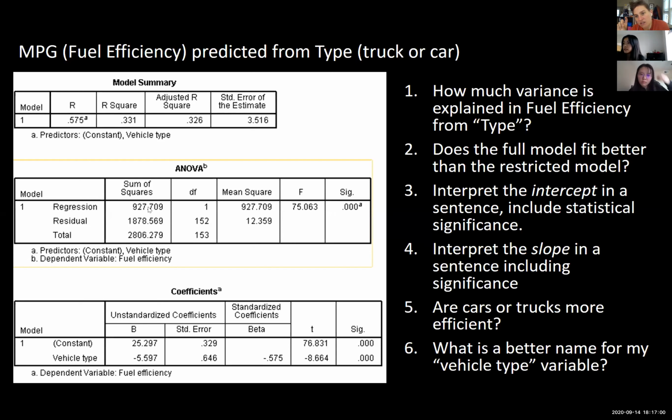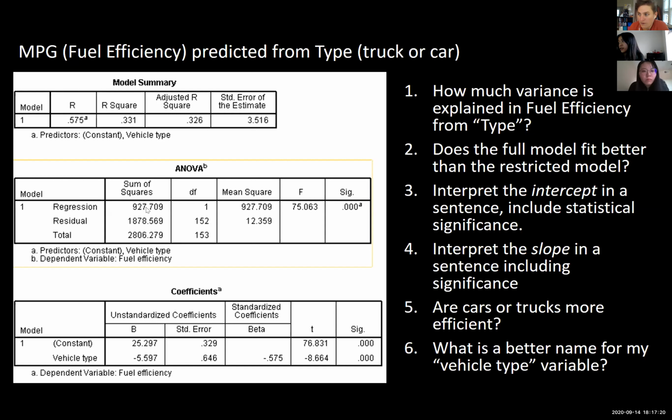Remember how when we were calculating the F test, we had the sums of squared errors from the restricted model minus the sums of squared errors from the full model? And all of that was over something else. So this here, that is the difference between these two. If you subtract 18 from 28, you'll get 927.